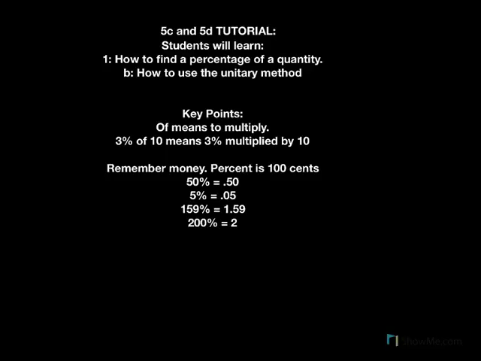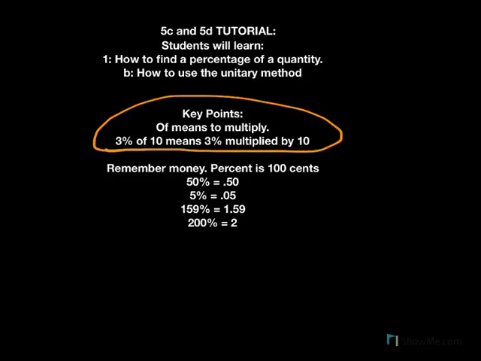Key points: of means to multiply. 3% of 10 means 3% multiplied by 10. Okay, very important just to remember this, and to remember that of is to multiply. Okay, of equals to multiply.